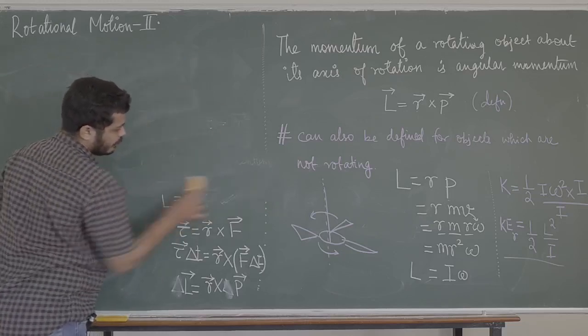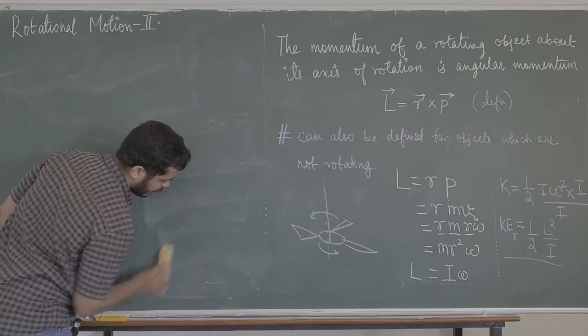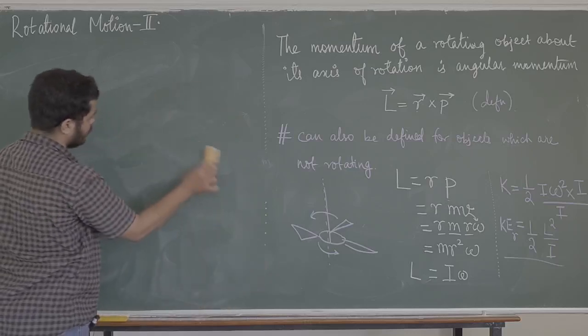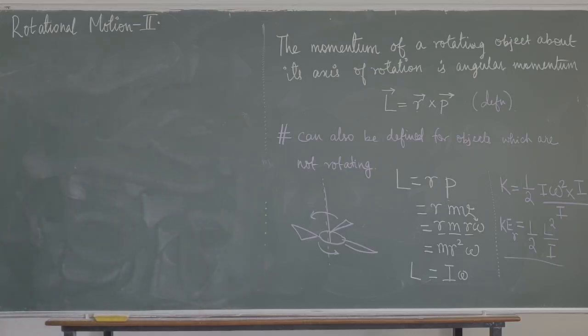Alright, let's start with a few problems. We'll start with basic problems on kinetic energy, that's simple for everyone to understand. So, problems on kinetic energy. Let us say that there is a disk, and let us say the mass of the disk is 2 kgs.